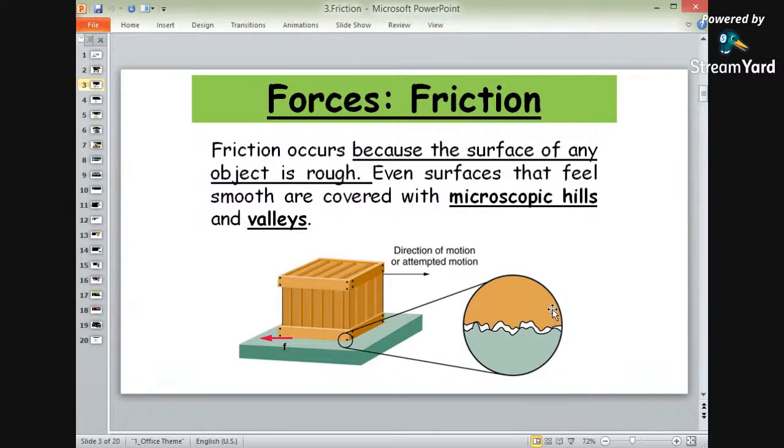Friction occurs when the surface of any object is rough. Even surfaces that feel smooth are covered with microscopic hills and valleys. So there will be friction when the body moves, or attempts to move, towards the right. The frictional force will be applied in the opposite direction.